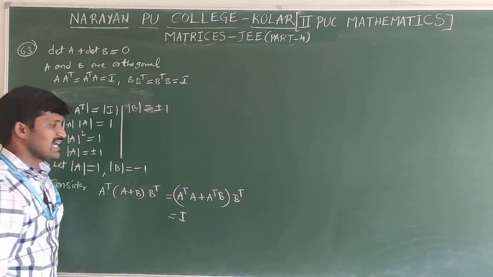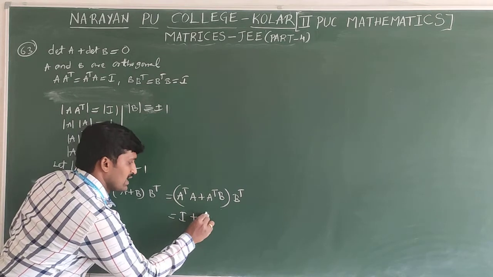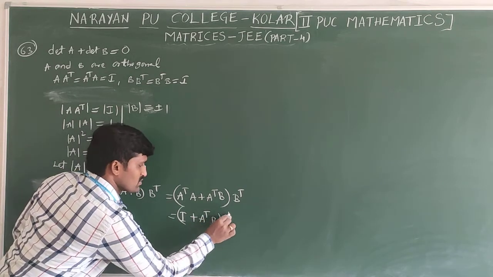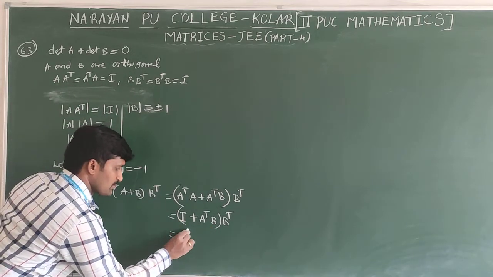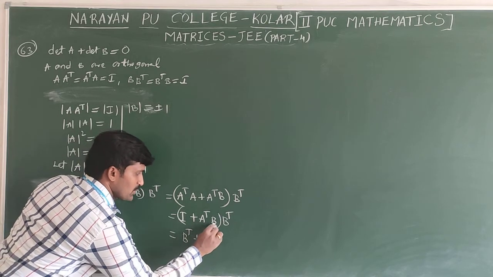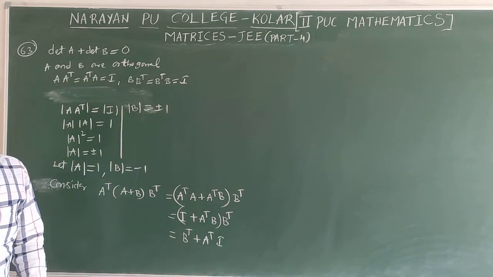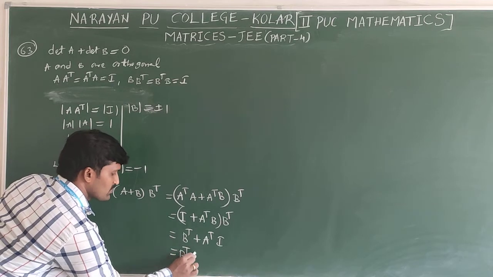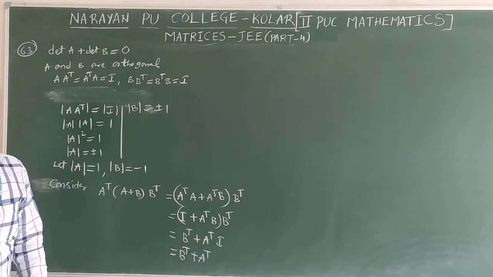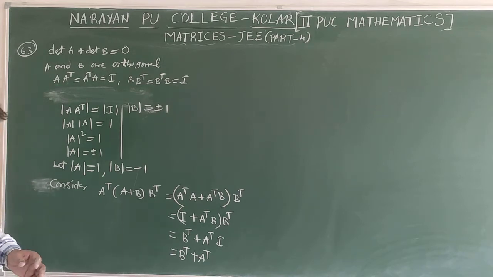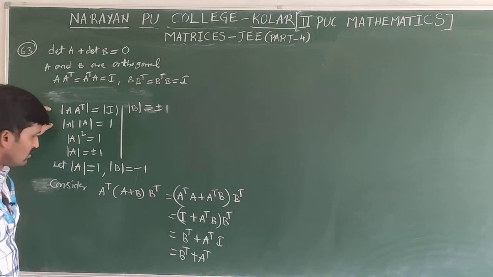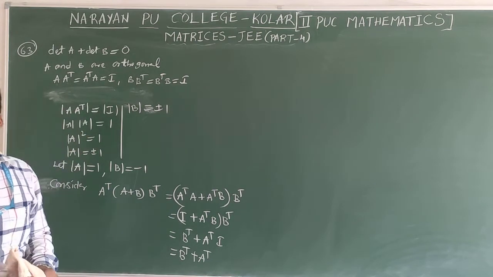If you verify this, what will you get here? A transpose into A is I, clearly. Remaining is A transpose into B transpose. Now multiply B transpose inside. I into B transpose is B transpose. A transpose into B transpose is again I. So here you will get B transpose plus A transpose. Now, B transpose plus A transpose, we got condition-wise. Separately we don't know the value of det of B transpose.